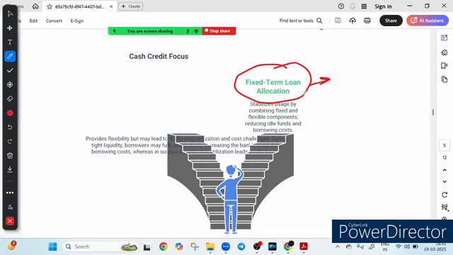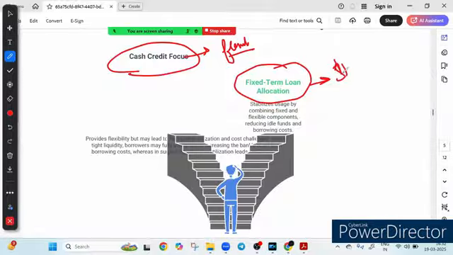Then there is something called fixed term loan allocation. This strategy brings stability. Cash credit focus brings flexibility, but this fixed term loan allocation brings stability. Why does it bring stability? Let's try to understand. Because by combining both fixed and flexible funding components, business can smooth out cash flow ups and downs. The result is that lower idle fund reduces borrowing cost, and much more predictable fund use.